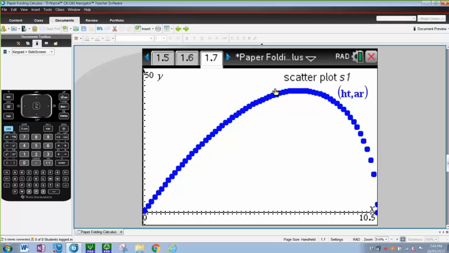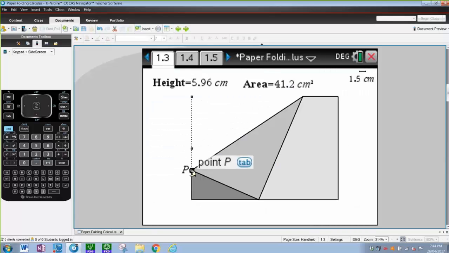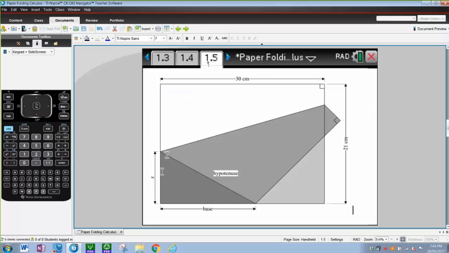So if you have a look at this graph over here, you can see that the area increases as the value of x increases, reaches a maximum point like we saw before. It was around x equals 7 and area equals about 42, and then it comes down again. So this graph agrees entirely with the data capture that we've seen, as well as the diagram that we had over there. Just to quickly recap, x, which is the height of the triangle, and the hypotenuse of the triangle both add to get 21.